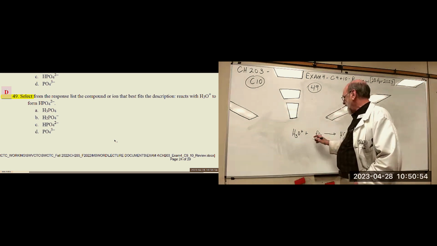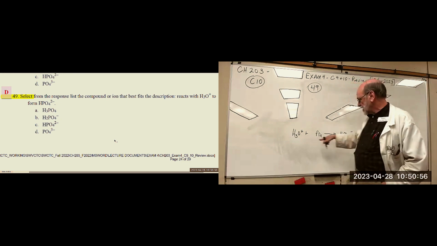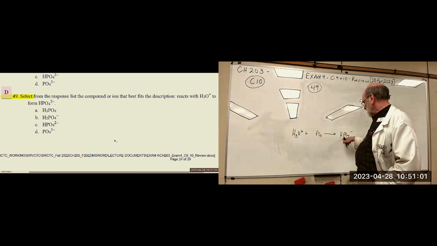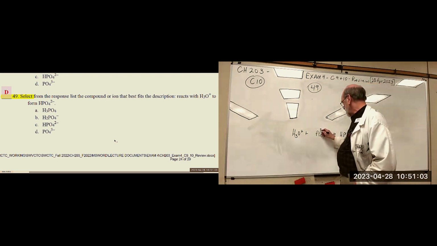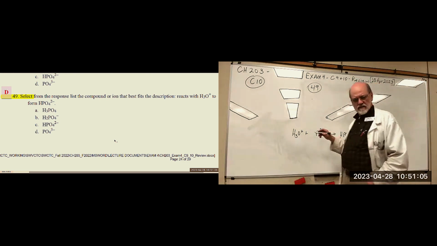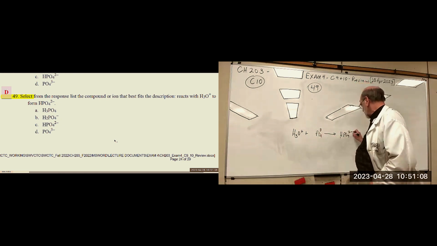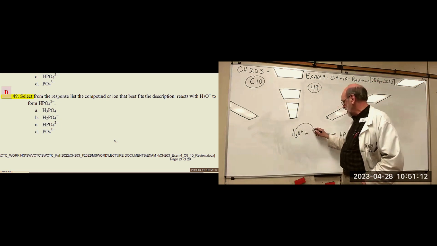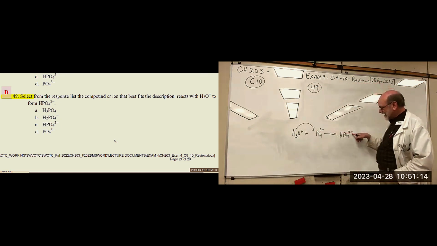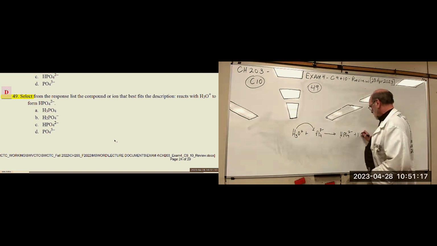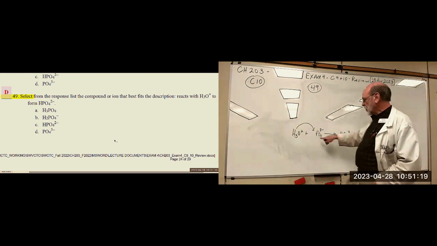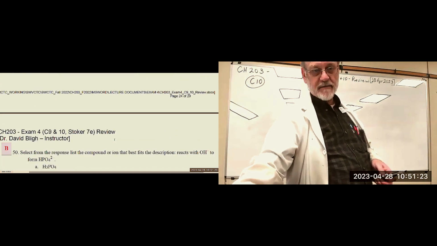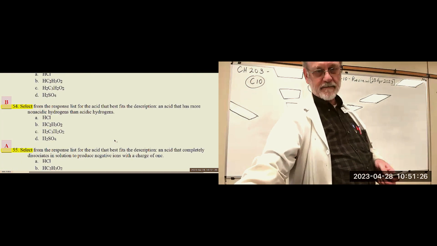PO4. How many hydrogens? Well, if it gained a hydrogen from hydronium to make that one, then it must be 3-. If it gained a hydrogen, that would make this one less negative and make the hydronium one water. So it reacts with phosphate ion, PO4 3-.